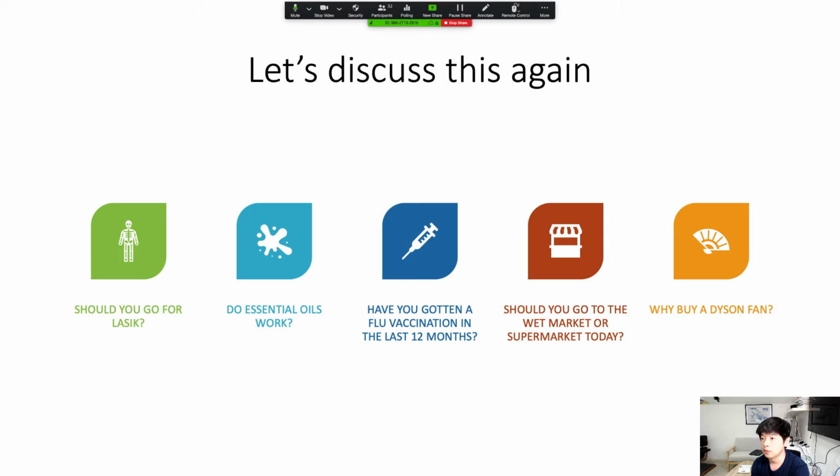But if we are talking about when the LASIK technology just came out, it might have been quite a crazy decision to go and do LASIK, because you wouldn't know what the long-term repercussions to your eyesight are, or whether this LASIK would be long lasting, or whether it caused any other issues. So we don't know. So back then, but now we know. Now we have proper information to decide whether you should go for LASIK, and the answer will probably be yes. Okay, next, let's talk about essential oils.